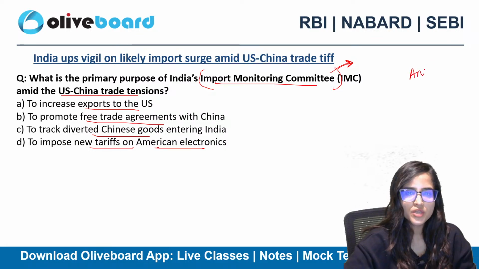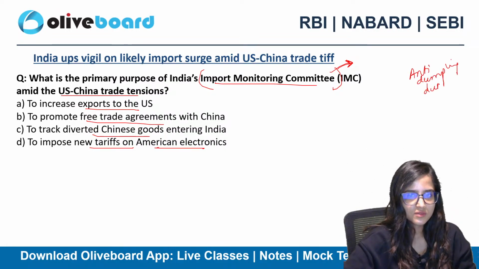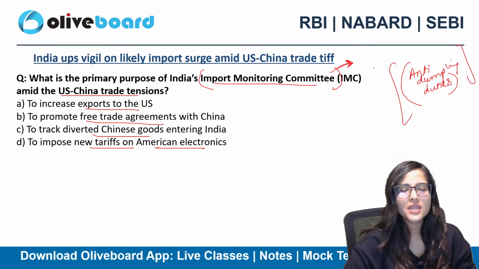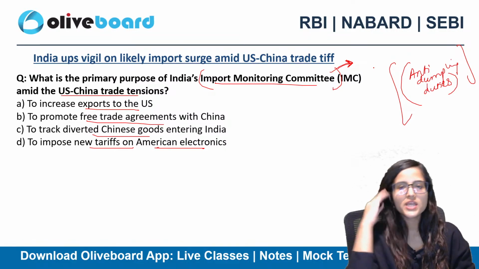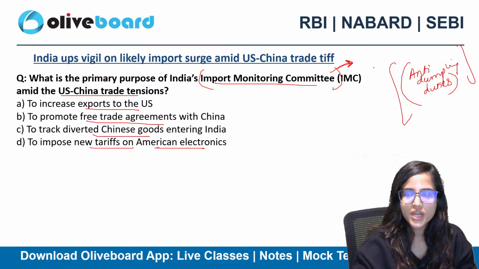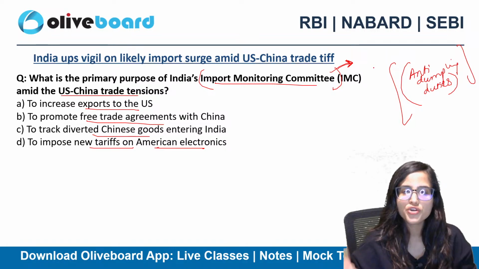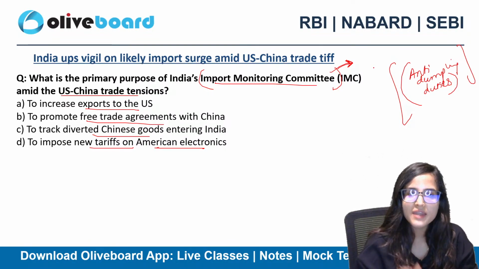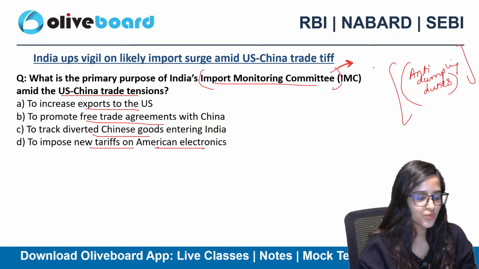We have anti-dumping duties. These are kind of tariffs which are imposed on those countries which try to dump their goods. India might take that step; let's see what India is going to do in that case. But right now, one step India has already taken is forming this import monitoring committee to monitor what kind of goods are coming in, so that we can take strategic solutions towards this.